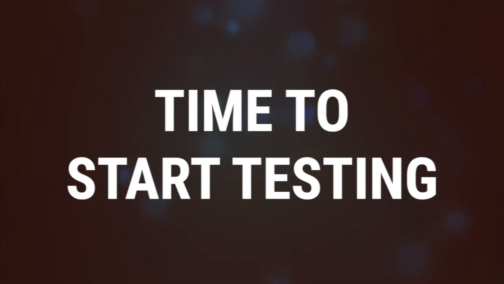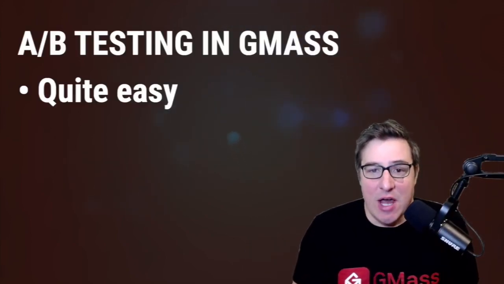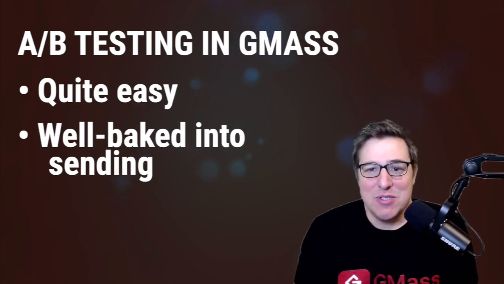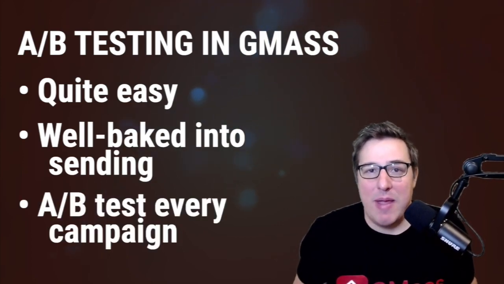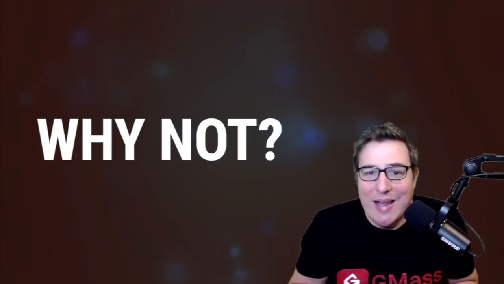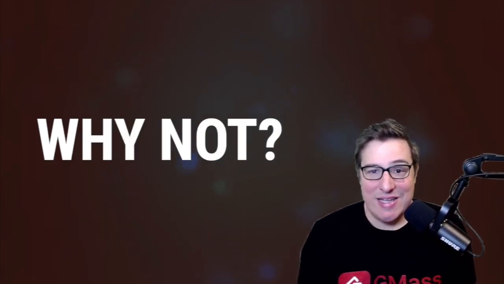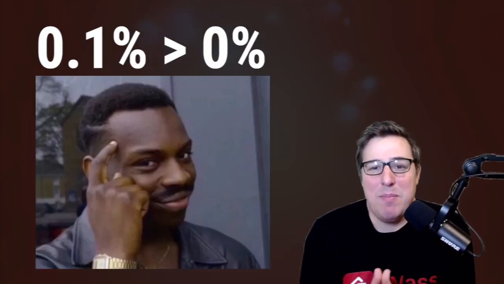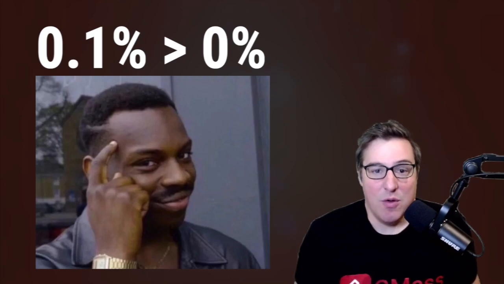Time to start testing. A/B testing in GMass is easy enough and so well baked into the sending process that a lot of GMass's users A/B test literally every campaign they send. And why not? Once you're good with SpinTax, it takes maybe 30 seconds to set up a test, and if it leads to even a tiny bit better performance, isn't that worth it?